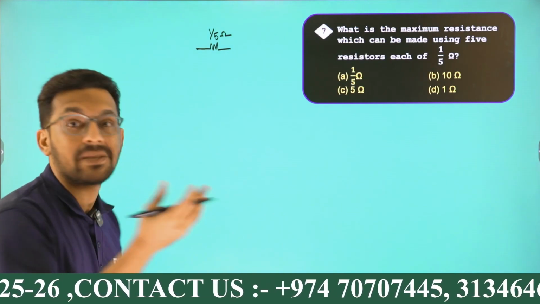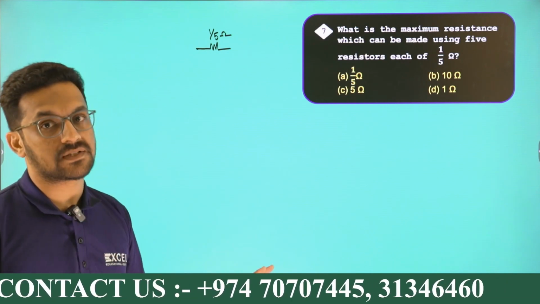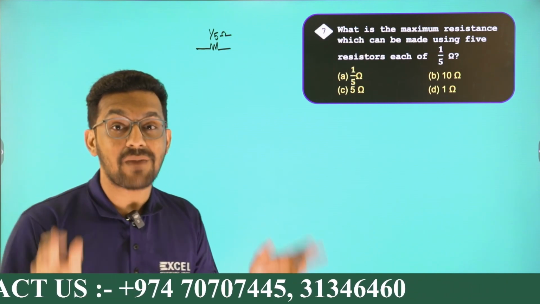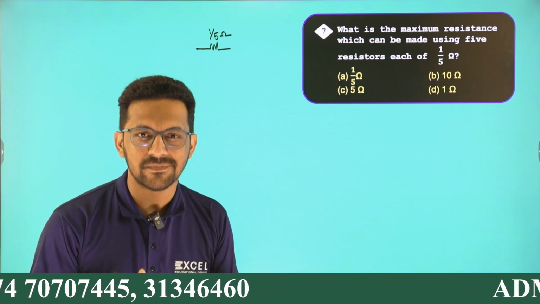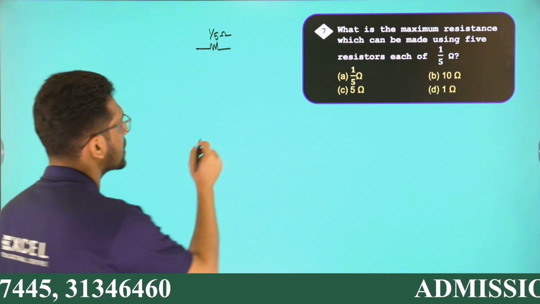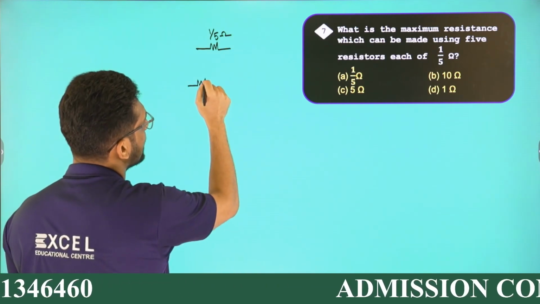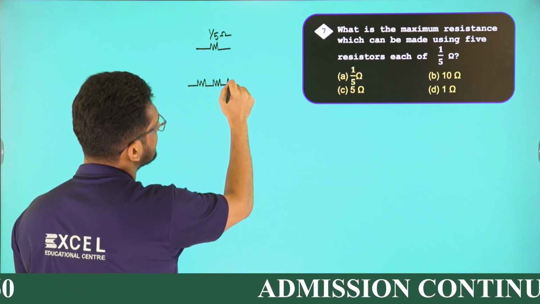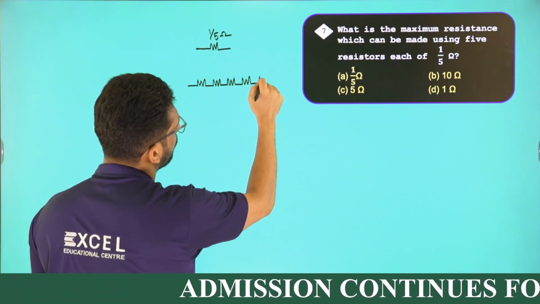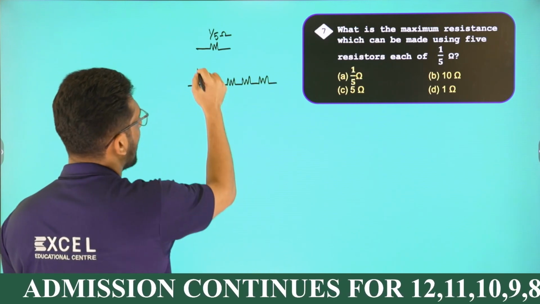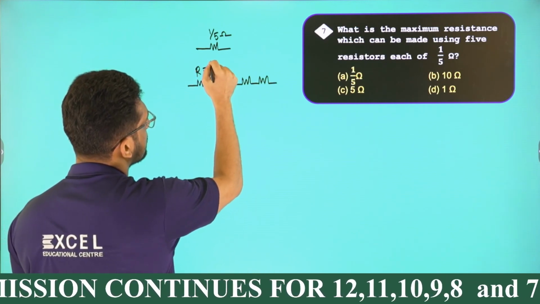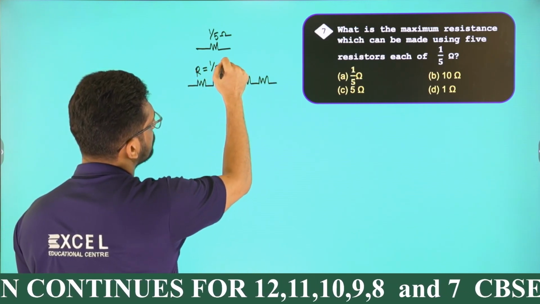If you connect them in series, you will get the maximum resistance. If you connect them in parallel, you will get the least resistance. Is that clear? Okay. So you have to connect them in series. 1, 2, 3, 4, 5, everything is connected in series. What is the value of one resistor? The resistance value is 1 by 5 ohm.